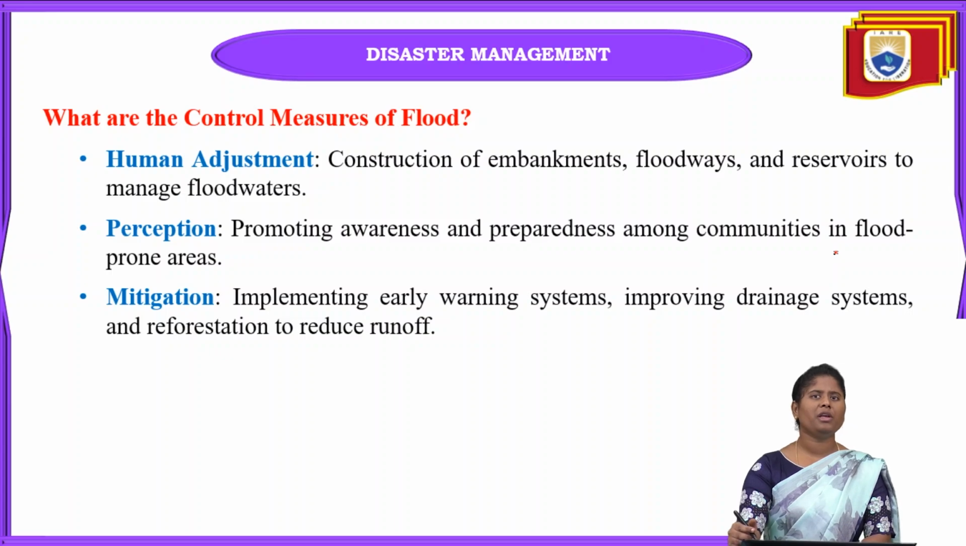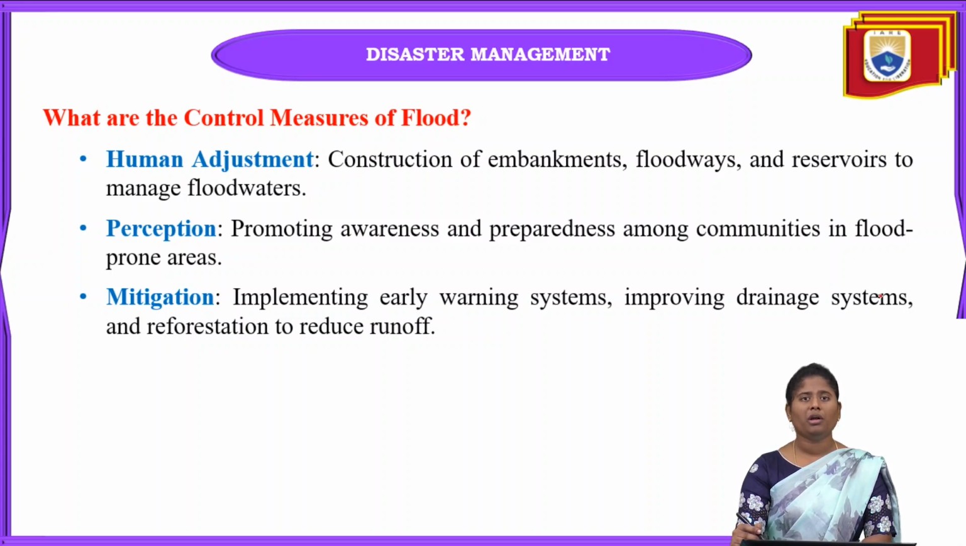Next is perception. Here we can promote awareness and preparedness among the communities in flood prone areas. We already know where these flood prone areas are, so we have to prepare the people and give them awareness for when these floods are going to occur. Next one is mitigation. How are we going to mitigate these floods? By implementing early warning systems, improving the drainage system, and reforestation to reduce the runoff also.